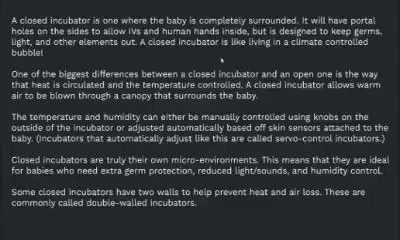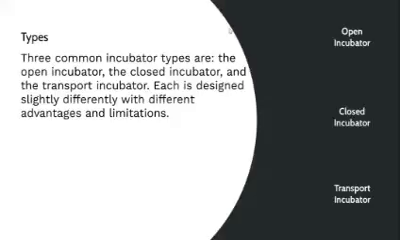Closed incubators are actually babies' own microenvironments. This means that they are ideal for babies who need extra germ protection, reduced light, sound, and humidity control. It separates the baby from the typical environment and provides him ideal conditions according to his needs. Some closed incubators have two walls to help prevent heat and air loss. These are commonly called double wall incubators. Now there is a third type remaining called the transport incubator.